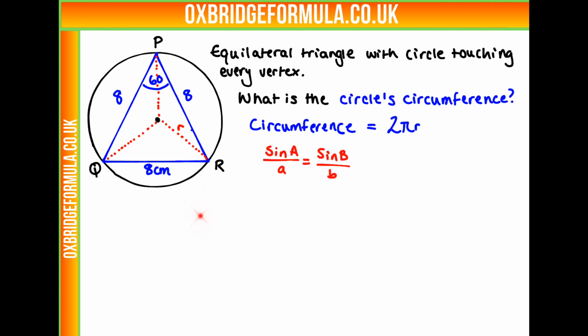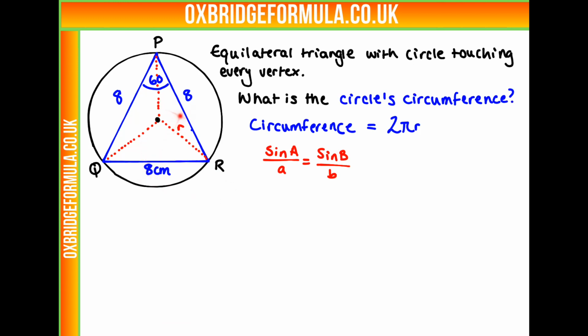For example, let's use the sine rule here, which is sine A over A, which is equal to sine B over B. So the sine of an angle over the length of the opposite side is equal to the sine of another angle over the length of the opposite side. So we can use A and B as our length we have here, 8 centimetres, and our r here. That's what we're trying to work out. So what angles do we need? We need the angles that are opposite these sides. So can we work this out?